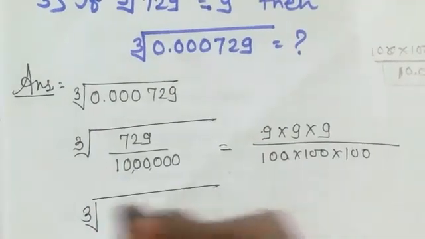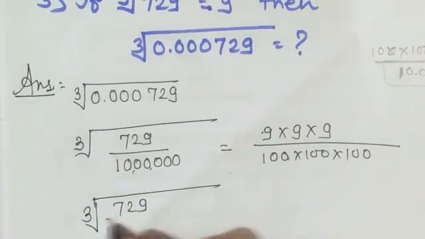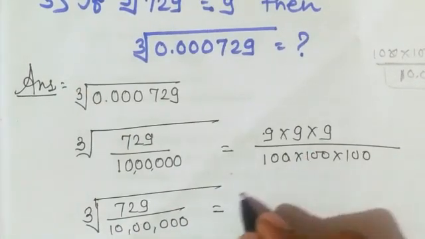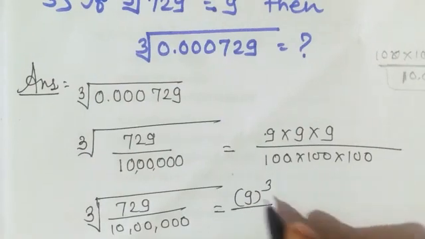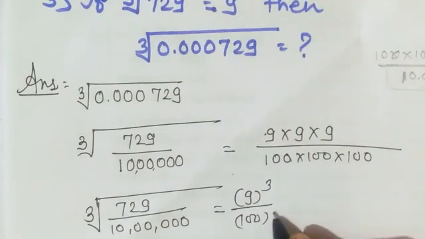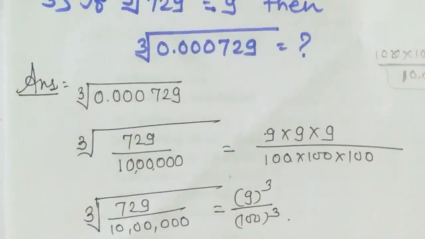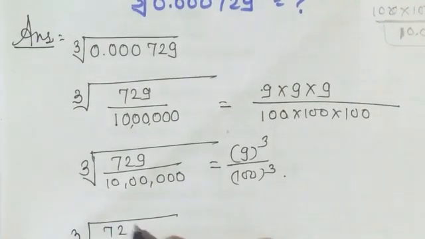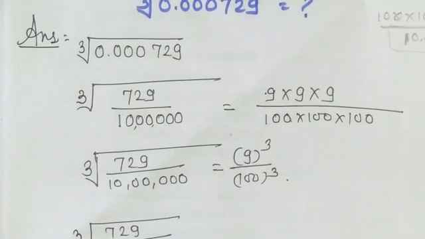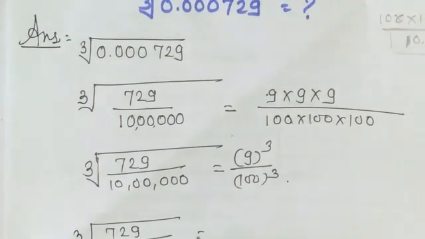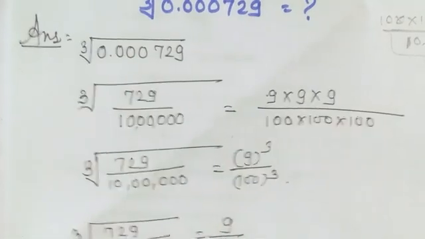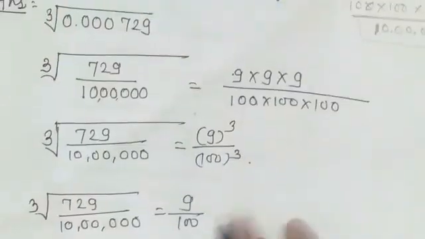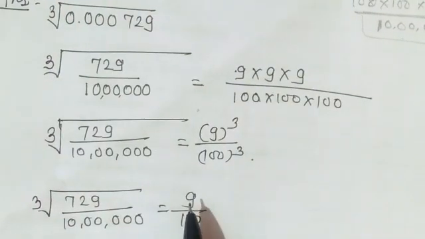So what are we going to do here? In the cube root, 729 upon 10 lakh is equal to 9's cube upon 100's cube. So the cube root of 729 upon 10 lakh is equal to 9 upon 100. Now as we have converted a decimal into a fractional number, in the same way this fractional number we are going to convert into a decimal.